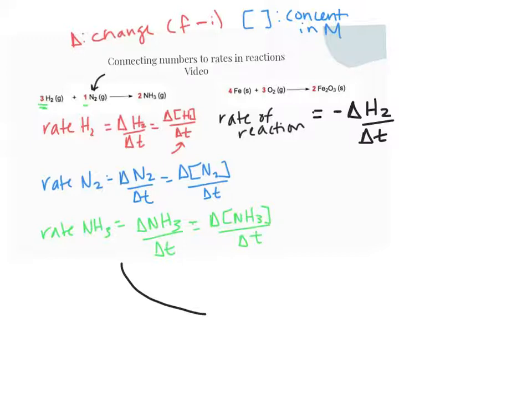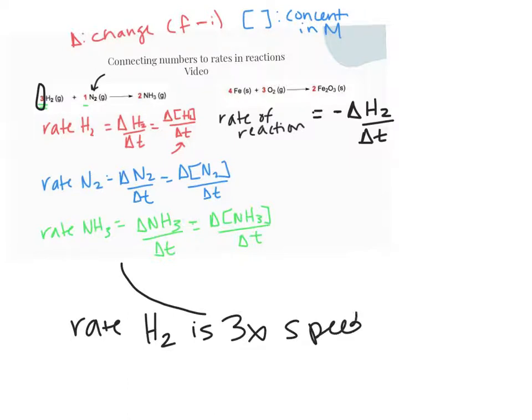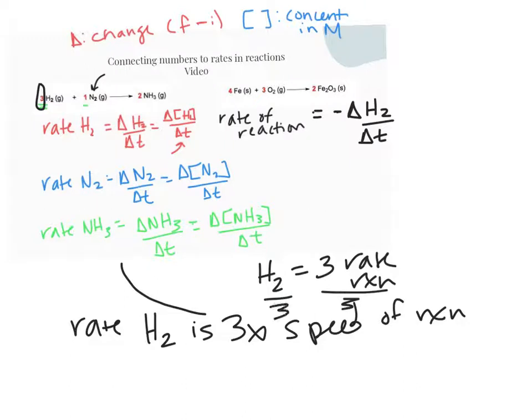Okay, the other thing that we need to do is take into account this 3 here. This H2 is 3 times as fast. So the rate of H2 is 3 times the speed of reaction. Basically, H2's rate is equal to 3 times the rate of reaction. So to get this to equal rate of reaction, we're going to divide both sides by 3, so we end up with a 3 down here. So really the rate of reaction is equal to -1/3 times the rate of H2.